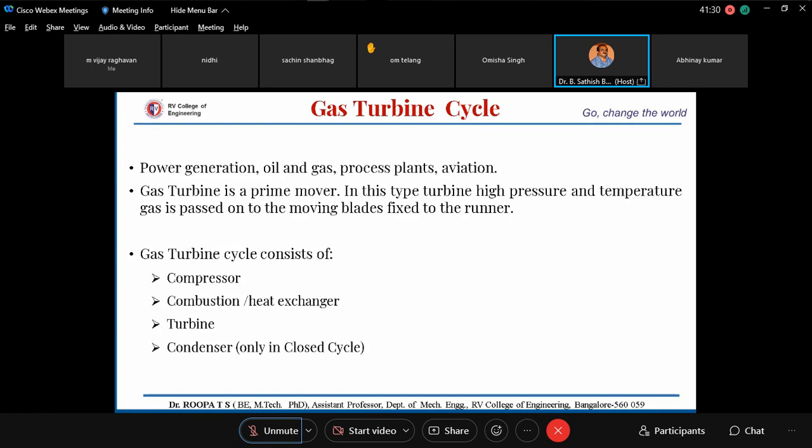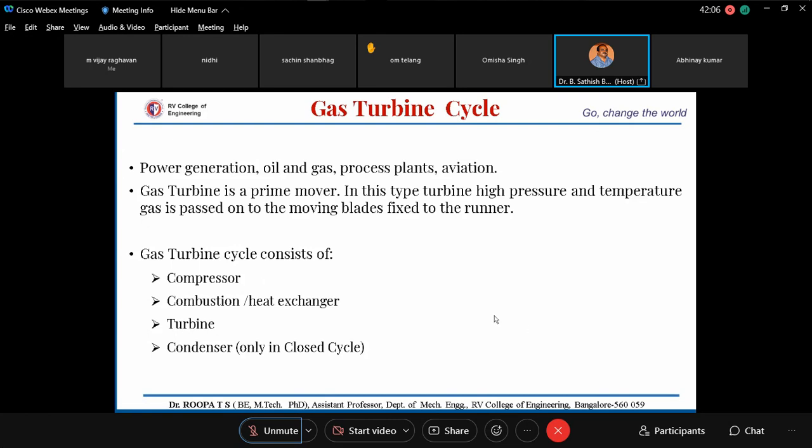Here also, in gas turbines, we have a rotor which is fixed with the blades. There we used steam or water as an input, which strikes the turbine blades. But here we will be using a high temperature and high pressure gas, which is going to strike the blades. So in a gas turbine, we have these four components: compressor, combustion chamber, turbine, and condenser. These are the four different components that can be seen in a gas turbine.